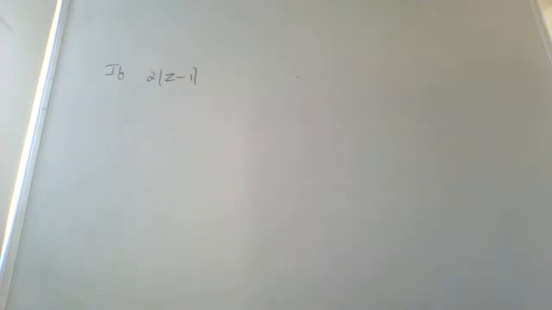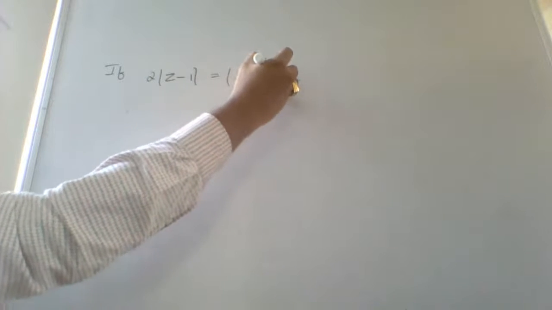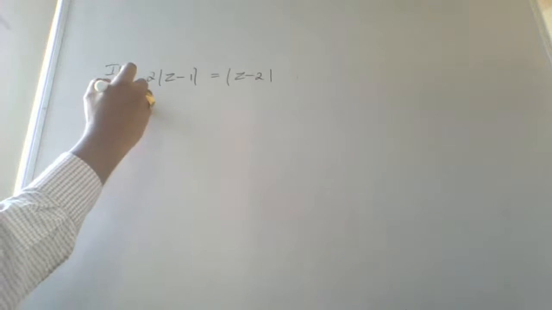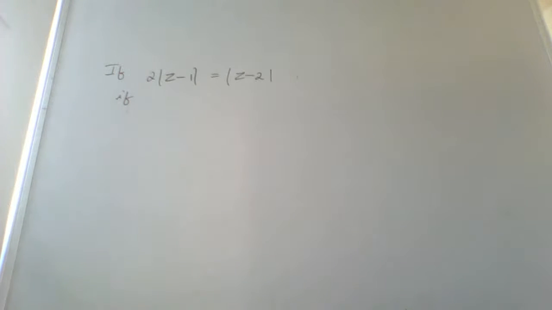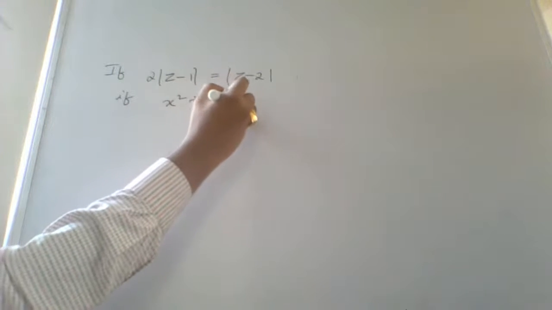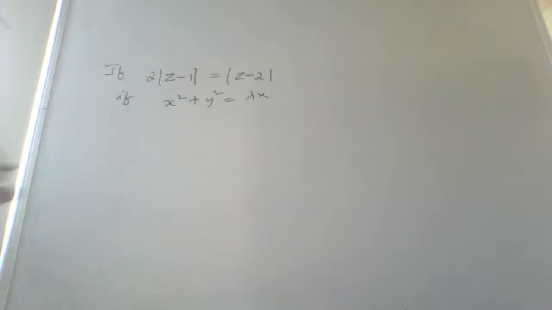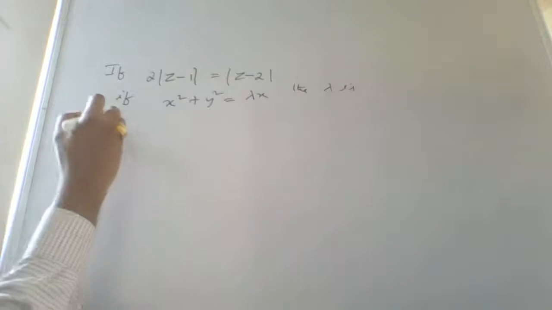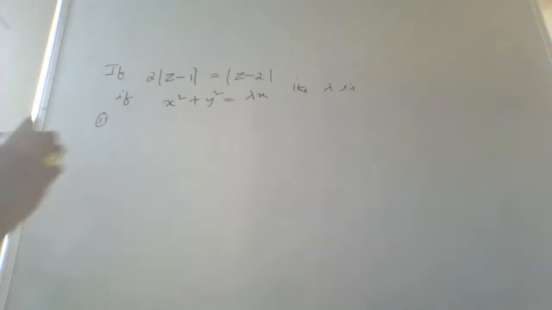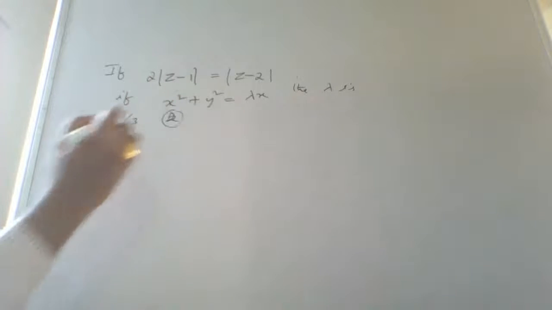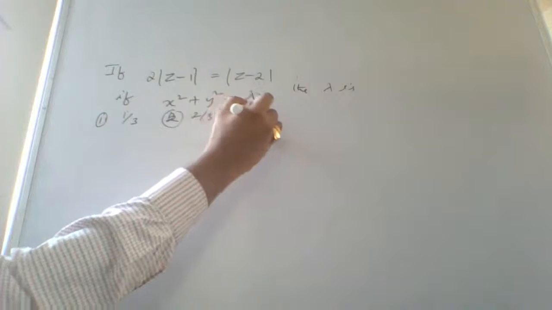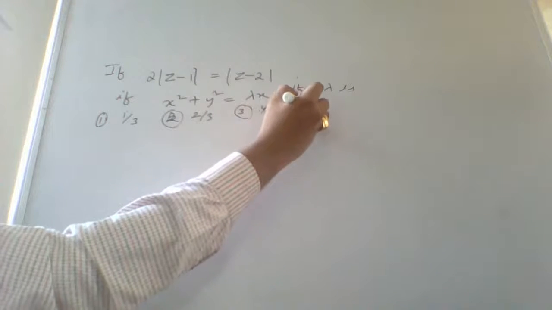Now, if I have 2 mod z minus 1 is equal to mod z minus 2, if x square plus y square is lambda x, then lambda is equal to... I have choices here as 1 by 3, 2 by 3, 4 by 3, none.